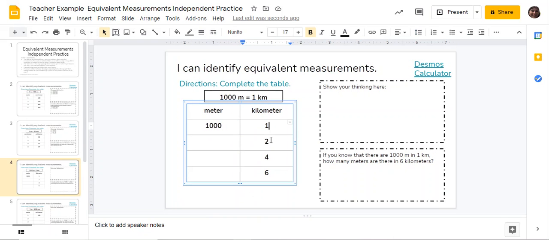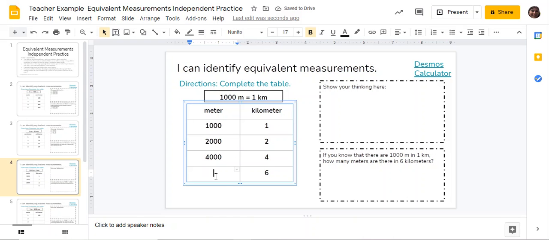This time I'm going backwards, right? If I have 2 kilometers, how many meters do I have? Well, I have 1,000 in the first kilometer and 1,000 in the second, so that gives me 2,000. Notice here that this one does not say 3, it says 4. It's skip counting. So I have 1,000 in each, and I have 4 of them, so I have 4,000.